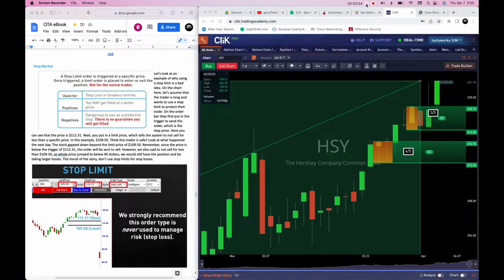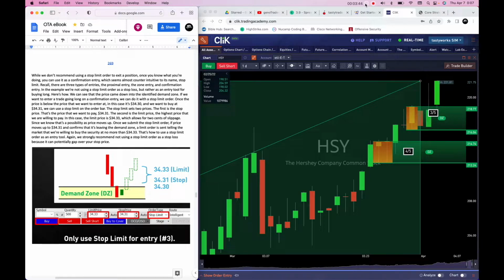Look at what happened the next day. The stock gapped down beyond the limit price of $109.50. Remember, since the price is below the trigger of $112.31, the order will be sent to sell. However, we also said not to sell for less than $109.50. So while price jumped to below $90, we would still have the position and be taking larger losses. The moral of the story: don't use stop limits for stop losses.